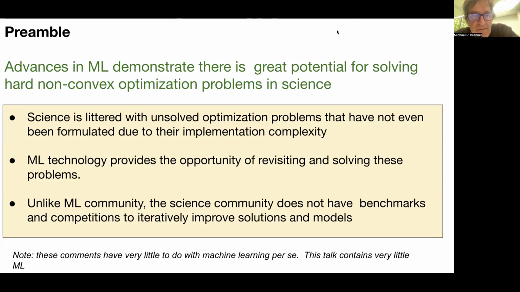Those are the two main points. Another point that will become clear later is that one of the reasons the computational science community, which we all live in, hasn't advanced as rapidly as the machine learning community is that we don't tend to have well-defined benchmarks and competitions to iteratively improve things. Our code is not such that one can iterate on it as much.